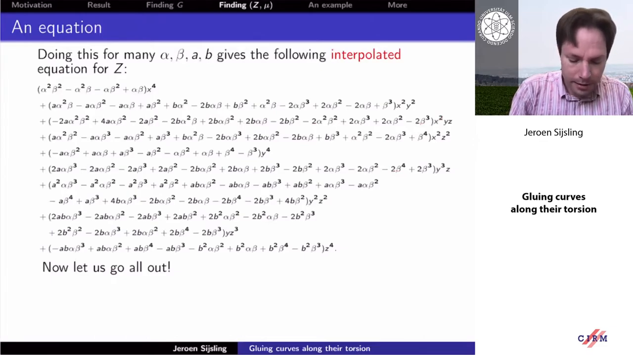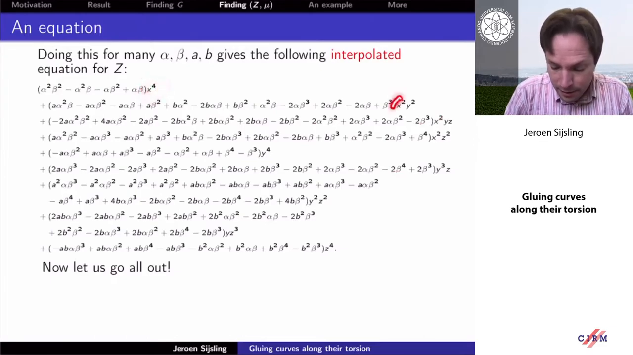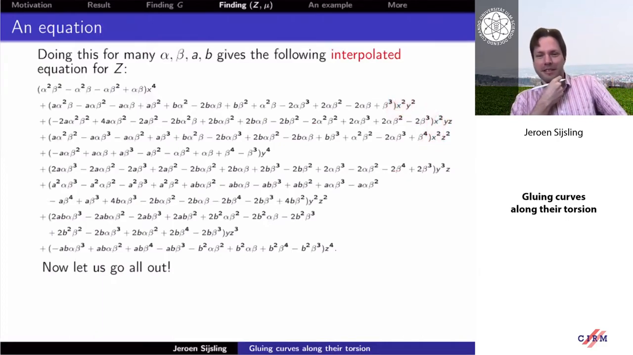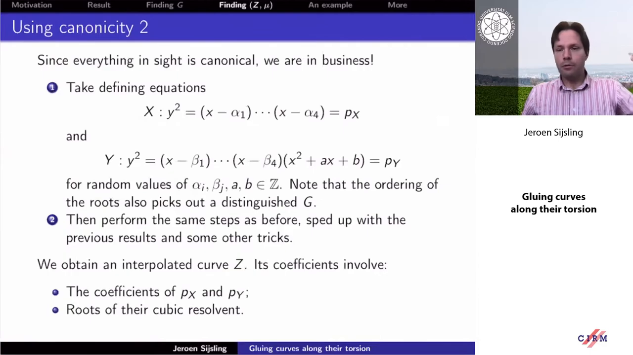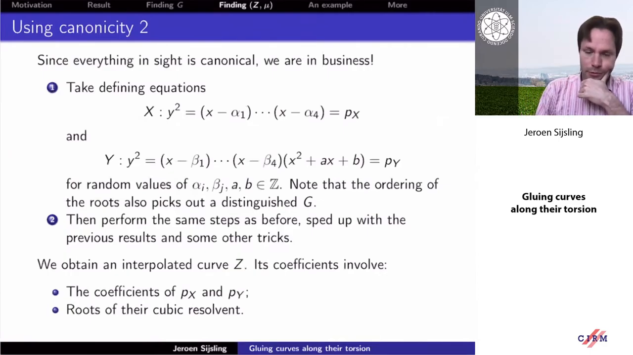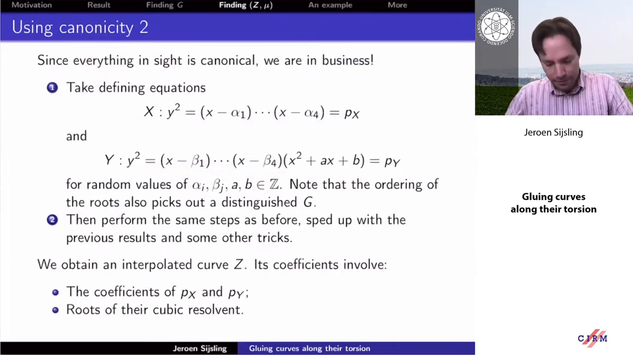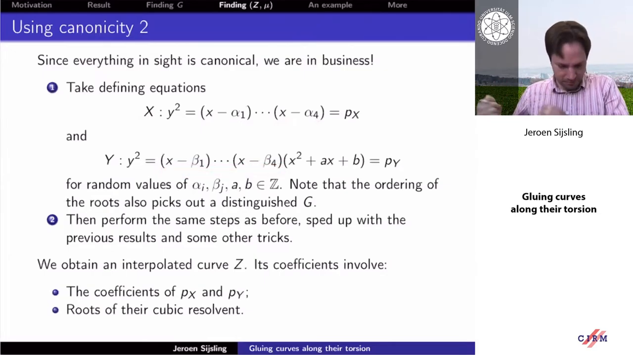And it's not ugly in the sense that, for example, you see that this is a function completely in terms of x squared. You see an involution sitting there. That's neat. That's very encouraging. And now you just go all out. You just do it for four arbitrary roots for the genus one part and four arbitrary roots for the genus two part. You have to sit down a bit harder for this to work, but you can do it. And it turns out that you get an interpolated curve Z whose coefficients only involve those of Px and Py and not the roots.